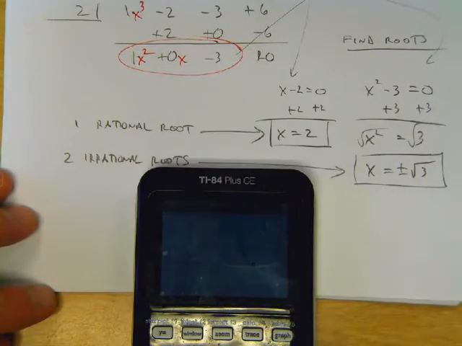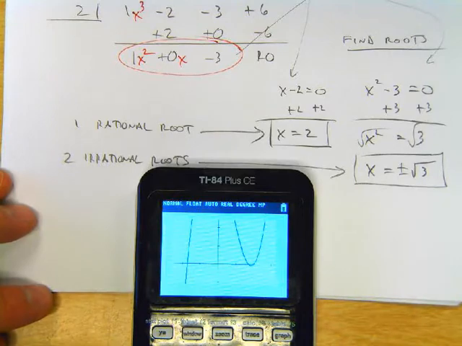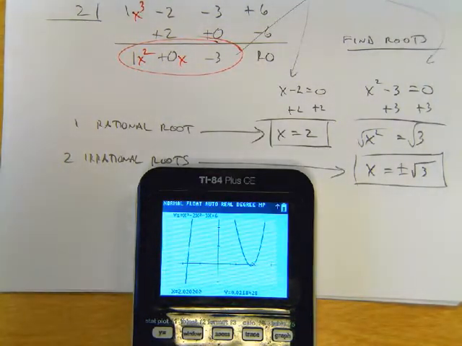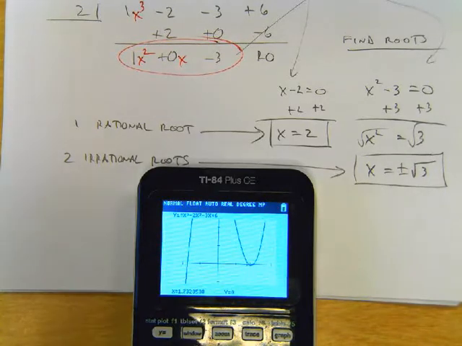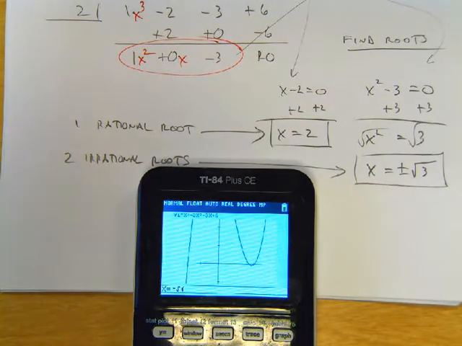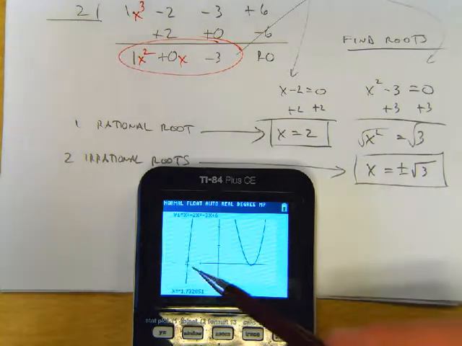And just for fun, I'm going to go back to my graph, and I'm going to press trace, and I'm going to do second square root of 3, enter. Ooh, and there it is, y equals 0. And I'm going to do negative square root of 3, enter, and there's the other one. So we did the work right.